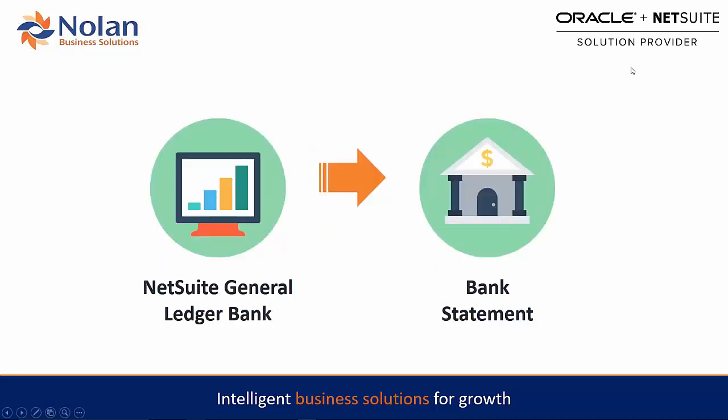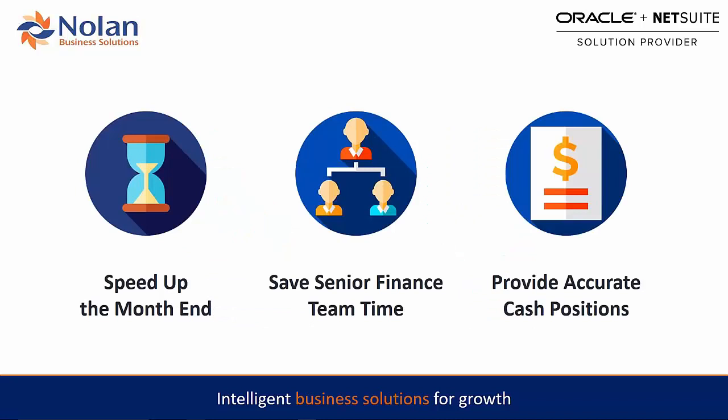ABR's purpose is to speed up the reconciliation between the NetSuite general ledger bank account and the bank statement that you import. This is largely achieved via both auto-match automation as well as a vastly improved side-by-side reconciliation user interface. Nolan ABR will create efficiencies in speeding up your month end, saving your senior finance team time, and providing accurate cash positions, enabling better financial decisions.